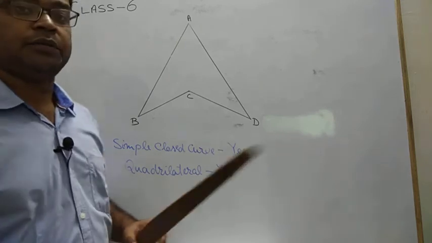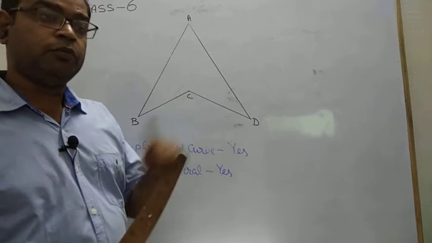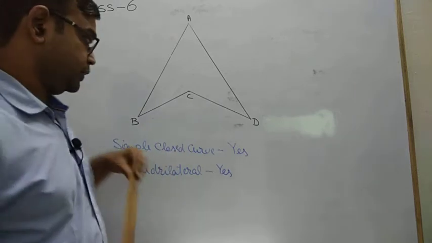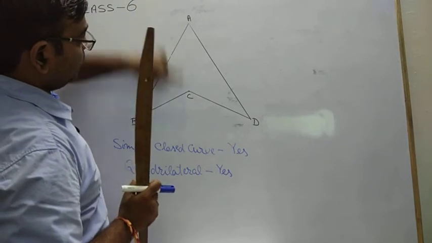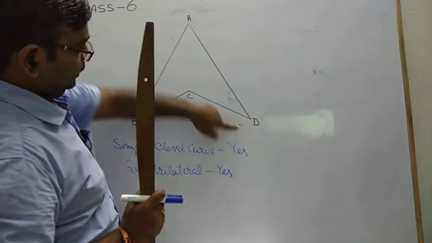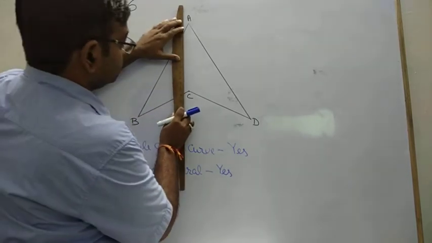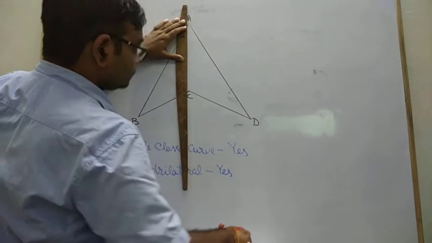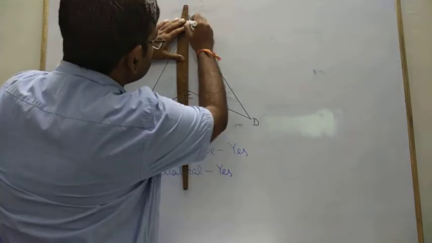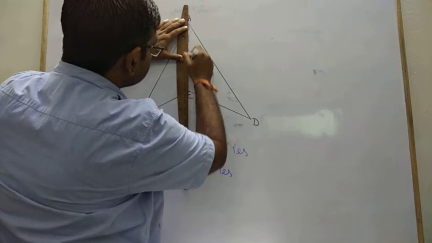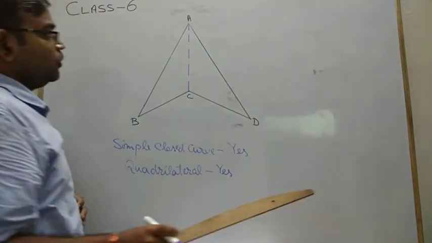Sure, as we know, diagonals are the straight lines which join opposite vertices of a quadrilateral. So in this case, A and C are opposite vertices, because AB is already joined and AD is already joined. Only A and C are not directly joined. So this is your diagonal. This is one of the diagonals.